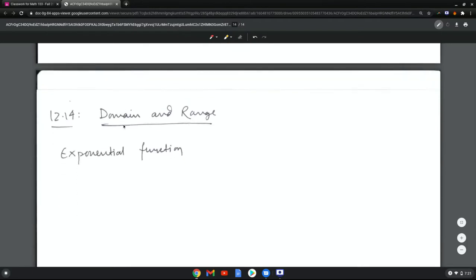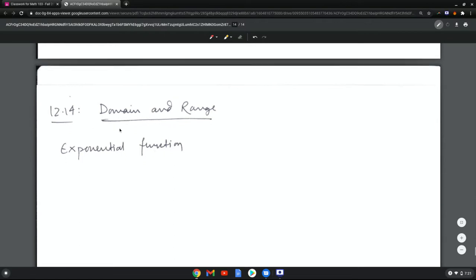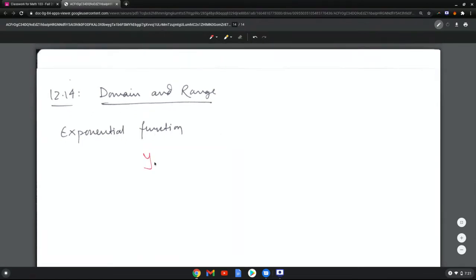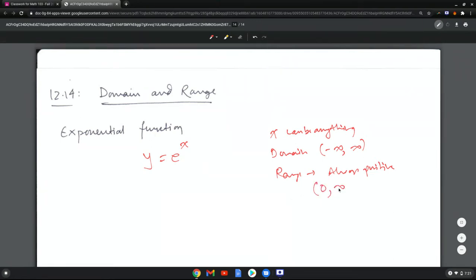The final topic here is going to be domain and range. Let's look at exponential function. Let's say I look at e to the x. Now x can be anything. So the domain is negative infinity to infinity. The range is always positive. Because if you take any number and you raise it to any power, you can never make it negative. You cannot even make it zero. So the range is 0 to infinity.